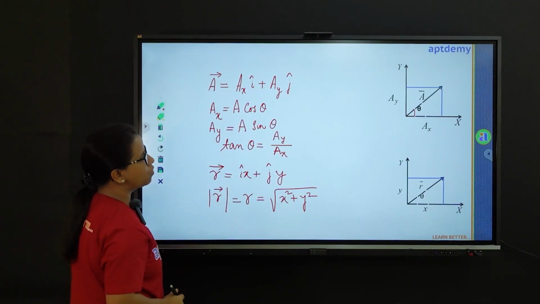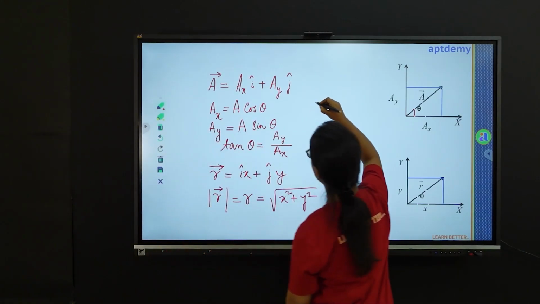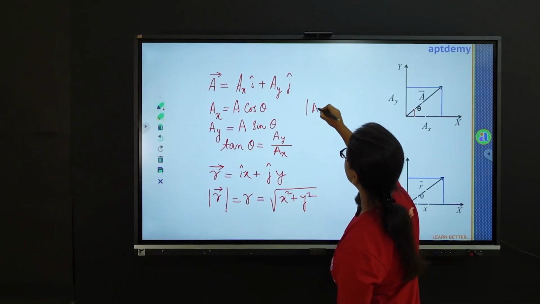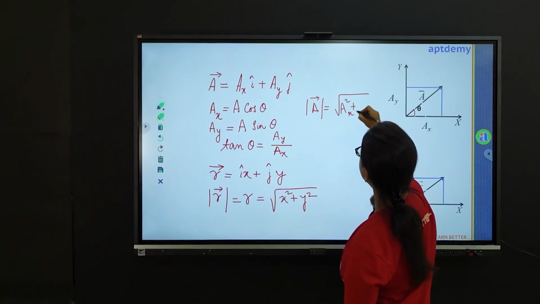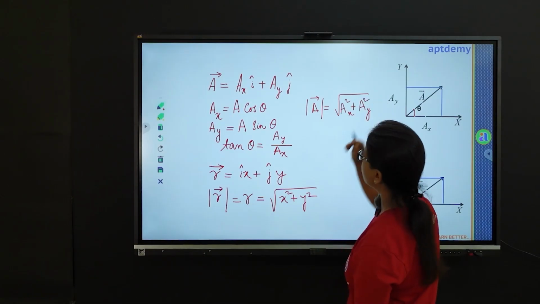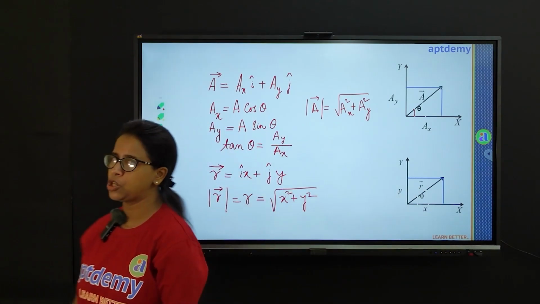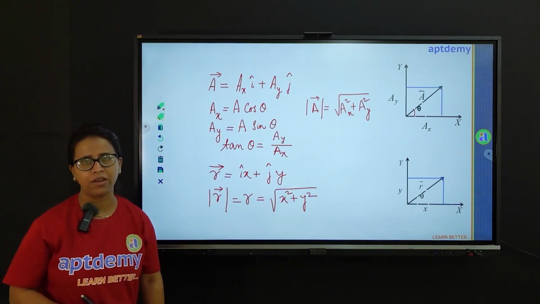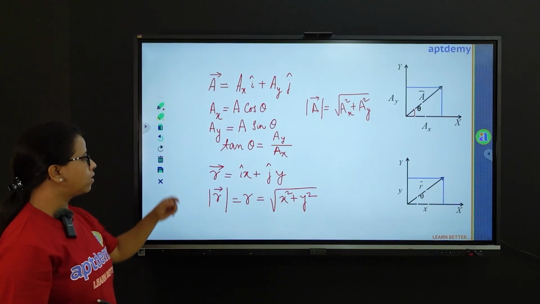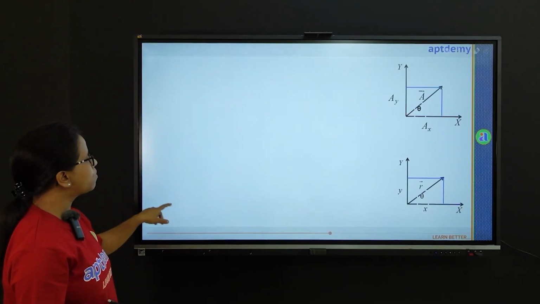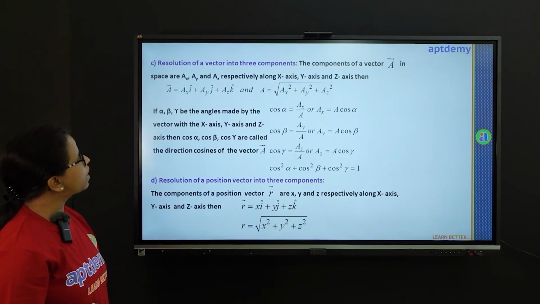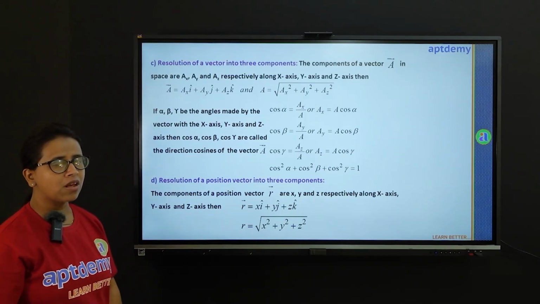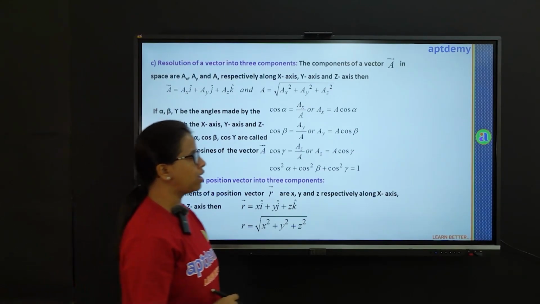Here too we can write out the magnitude of the vector. The magnitude of vector A is nothing but square root over ax square plus ay square. So this is in terms of 2 dimensions. Now we can similarly write down expressions for the vectors in terms of 3 dimensions. Now have a look at this. If we have a vector A which is expressed in the 3-dimensional coordinate system.